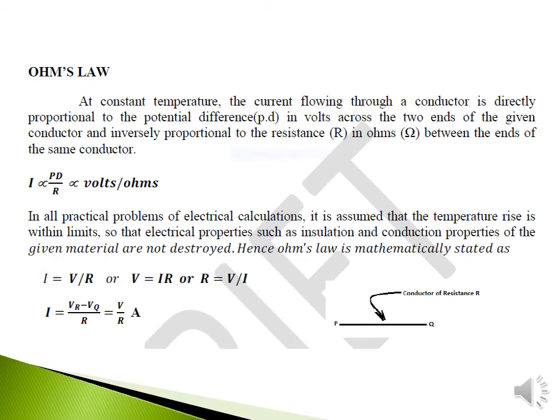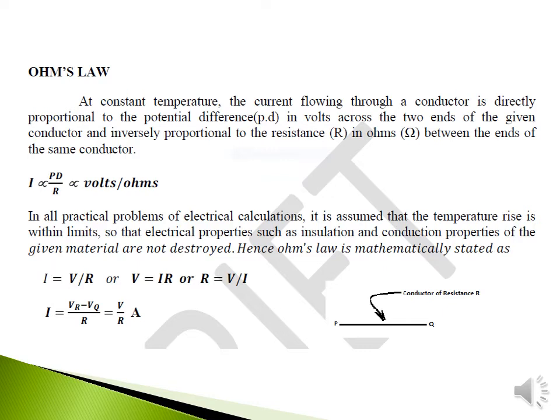Another statement for Ohm's law is: at constant temperature, the current flowing through a conductor is directly proportional to the potential difference, nothing but the voltage, across the two ends of a given conductor, and inversely proportional to the resistance, which is measured in ohm, between the ends of the same conductor. Mathematically, we can write I is directly proportional to the potential difference and inversely proportional to R. So I is proportional to the voltage divided by the resistance, whose unit is ohm.